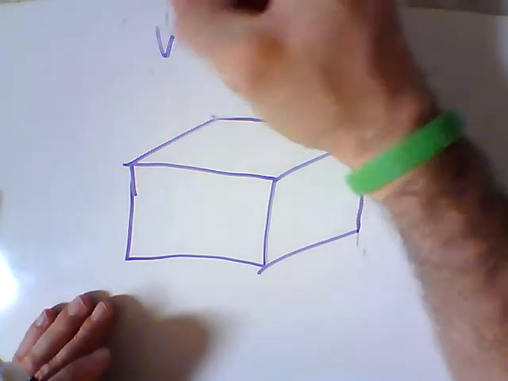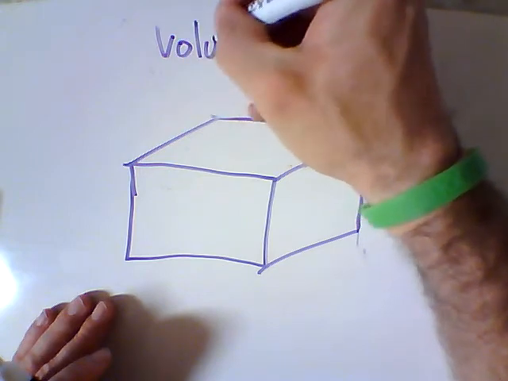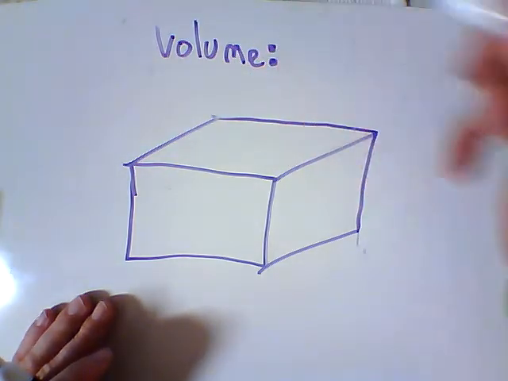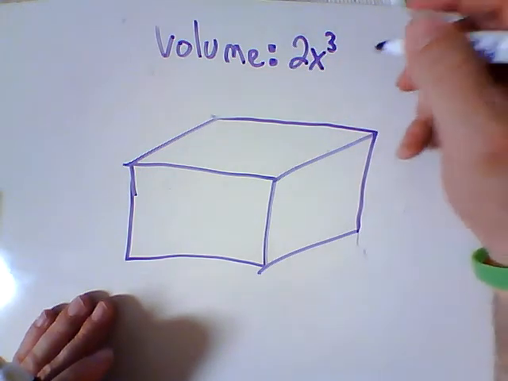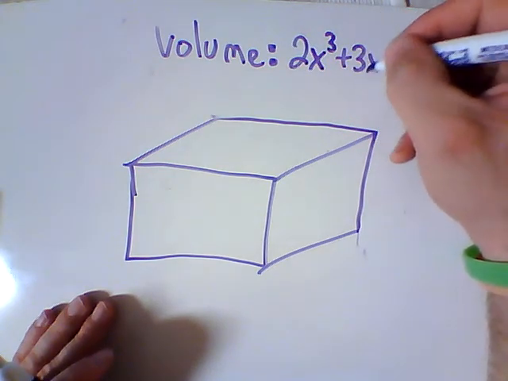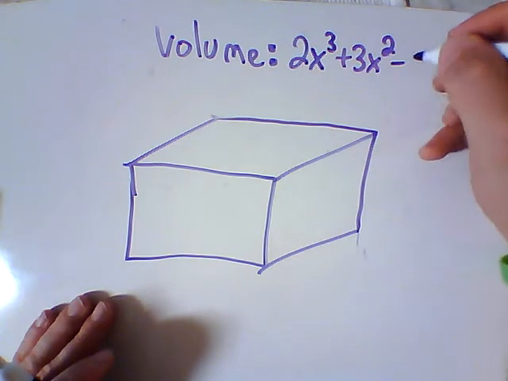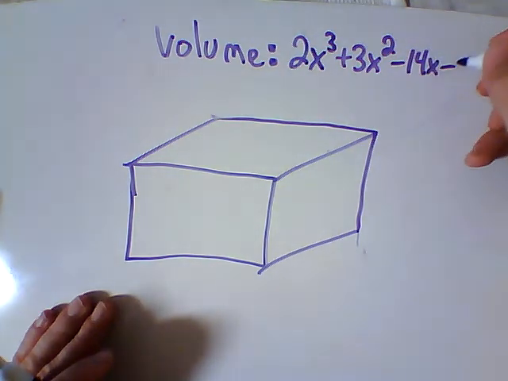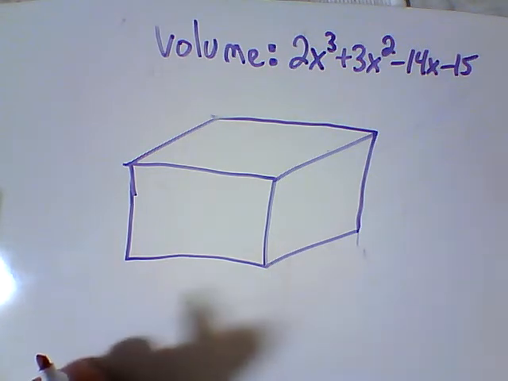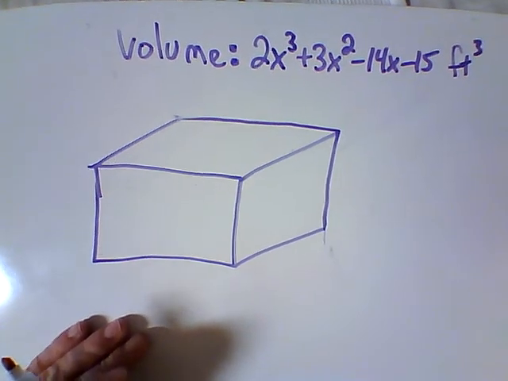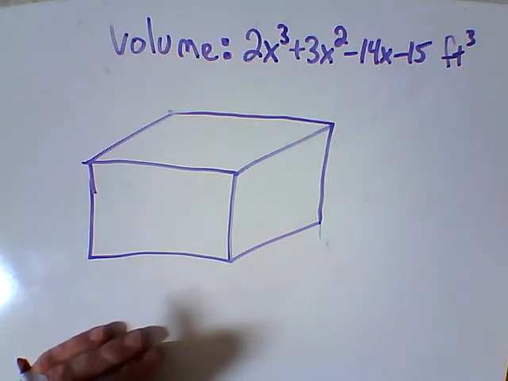The volume of the box is 2x cubed plus 3x squared minus 14x minus 15. I don't know. If you want it to be a big box, let's make it cubic feet. We can make it small. Let's do cubic feet. Cubic feet. There we go. All right.